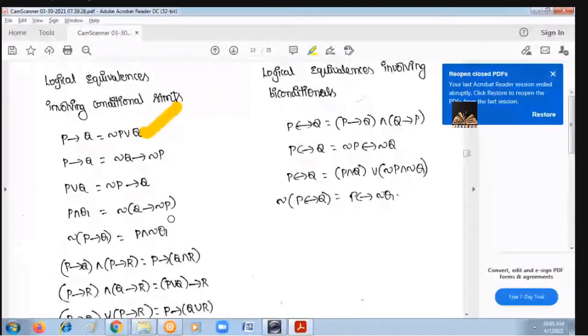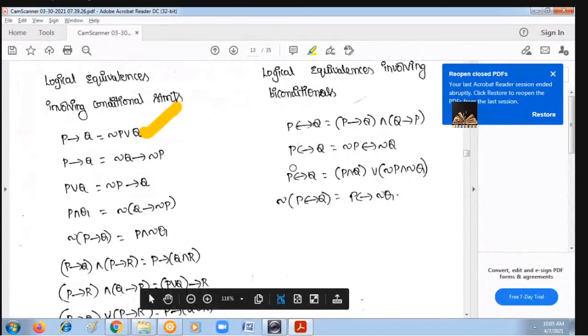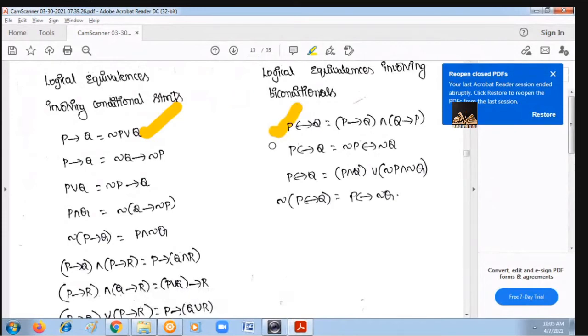Next, see the logical equivalences on biconditional statements. In these, the first and the third ones are most important, which means we'll use them most of the time. P double tends to Q is logically equivalent to P tends to Q and Q tends to P.